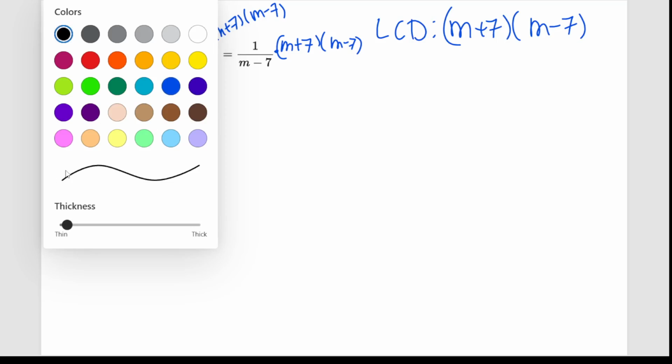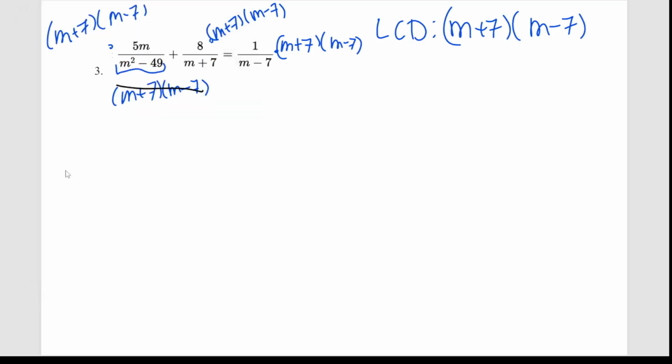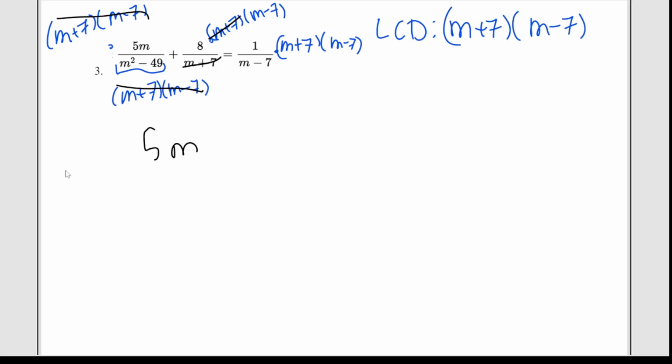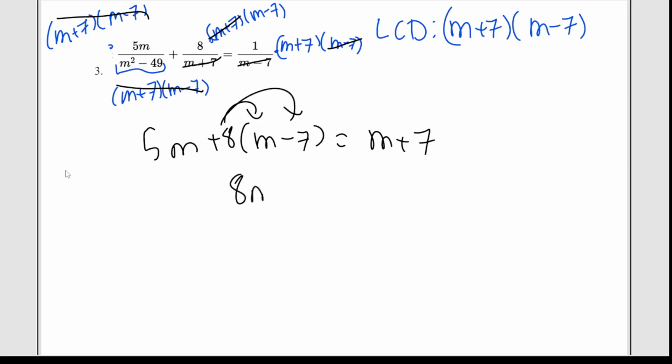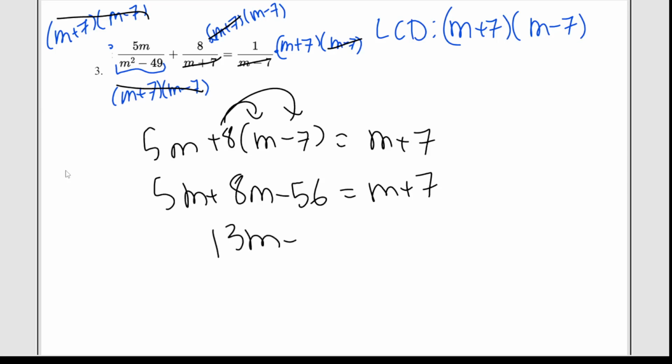And then we want to note what's going to cancel. So in particular, in the first one, the whole denominator cancels with the whole least common denominator, and you're just left with 5m. For the second one, the m plus 7's cancel, and you're still going to be left with plus 8 times m minus 7. The third one, m minus 7's cancel, and you're going to be left with m plus 7. Then you want to make sure to distribute 8m minus 56, drop down the 5m plus. 5m plus 8m is 13m.